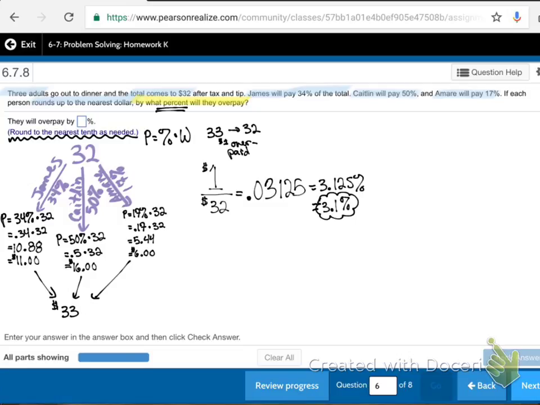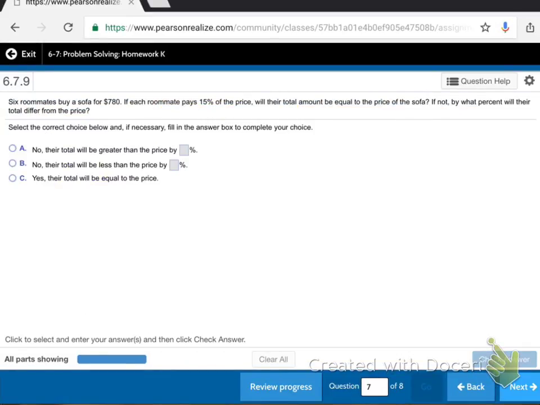All right, next problem, 7 out of 8. 6 roommates buy a sofa for $7.80. If each roommate pays 15% of the price, will their total amount be equal to the price of the sofa? If not, what percent will their total differ from the price? So important information here. There's a couple questions going on. So 6 roommates buy a sofa for $7.80.